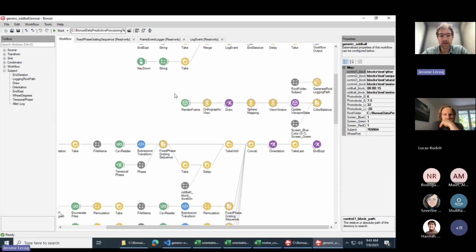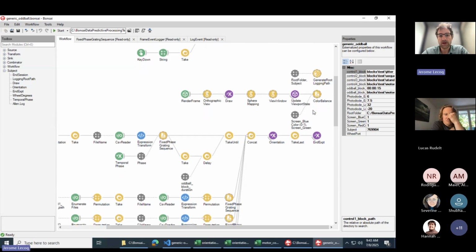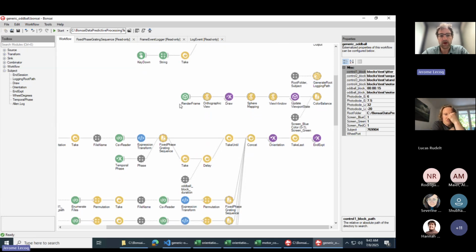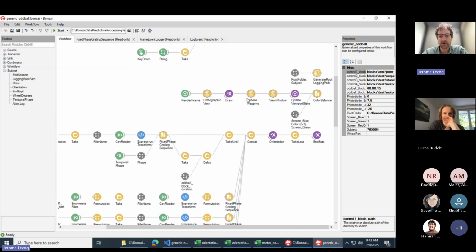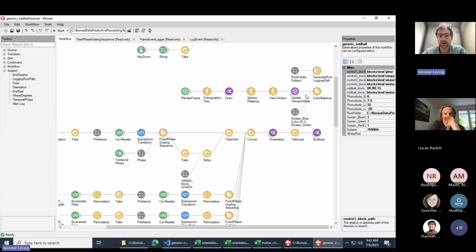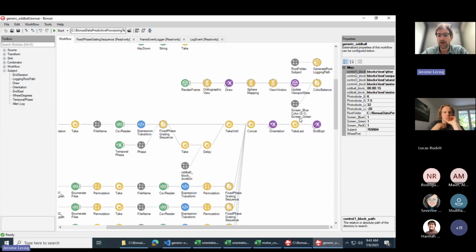It's a default folder. Then this is setting up the color balance and gamma calibration aspects of the experiment. So it's projecting the stimulus onto a sphere so that you have the same spatial frequency from the mouse perspective, as well as doing coloring.